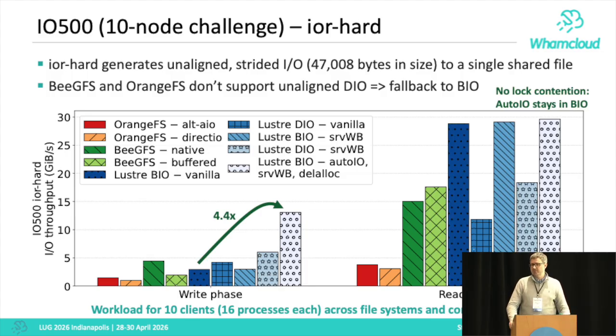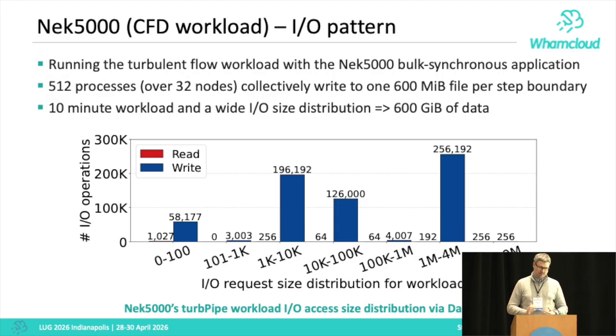But okay, this is a benchmark, right? We can't only have micro benchmarks, so let's also look at a real application. The one I want to highlight here is NEC 5000. This is a computational fluid dynamics application. This is a very typical bulk synchronous application that you see in HPC. What it does is we have 512 processes over 32 nodes, and they collectively write at every step boundary to a single file, right? And this is 600 megabytes big.